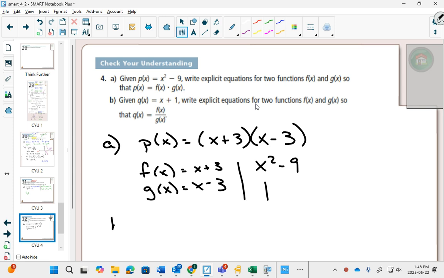And I'd probably even recommend, okay, q of x is x plus 1. So what could we put on the top for f of x and the bottom for g of x so they canceled out and would get you 1?